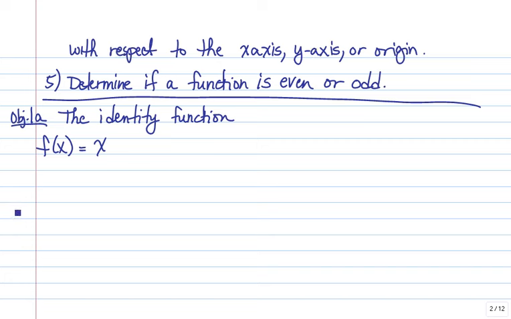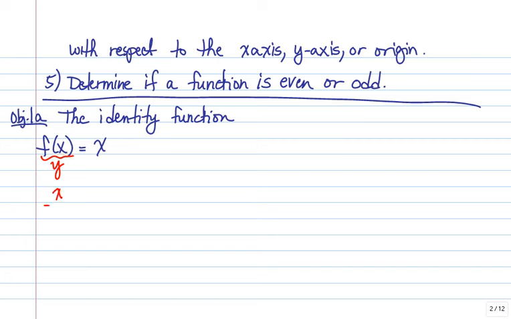So let's look at Objective 1a, that is to be able to graph the identity function. What is the identity function? It is a function f of x is equal to x. Now remember, what does f of x mean? F of x is y. So this is a function where the input is equal to the output, right?